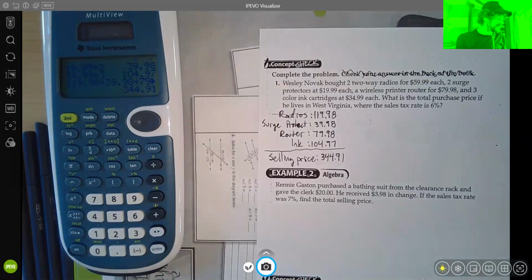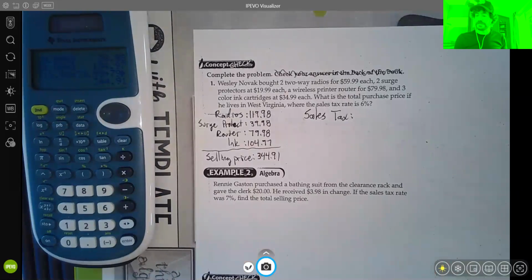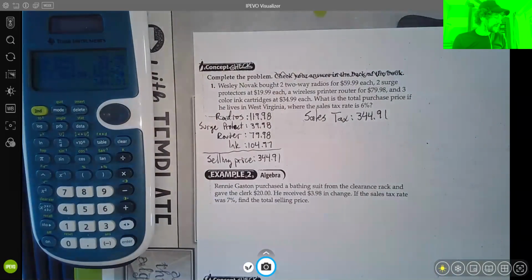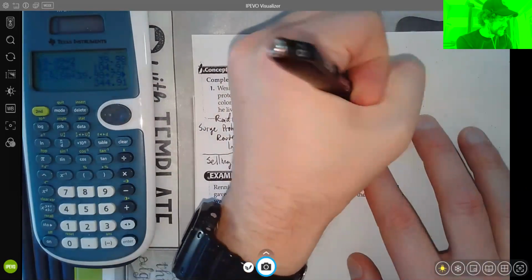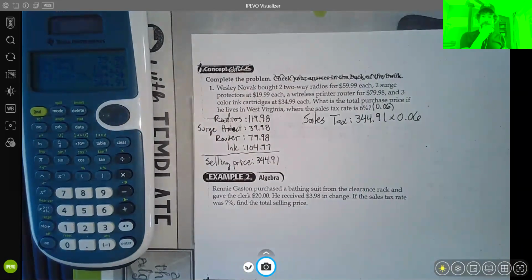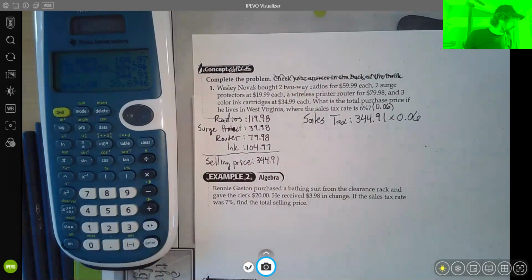Now we need to calculate the sales tax. So sales tax will be the selling price of $344.91 multiplied by the sales tax rate, which is 6% or 0.06. So we're looking at $20.69 in tax.